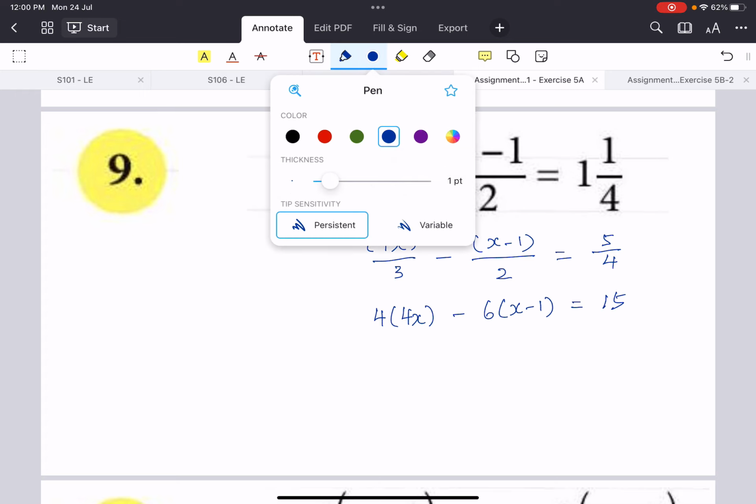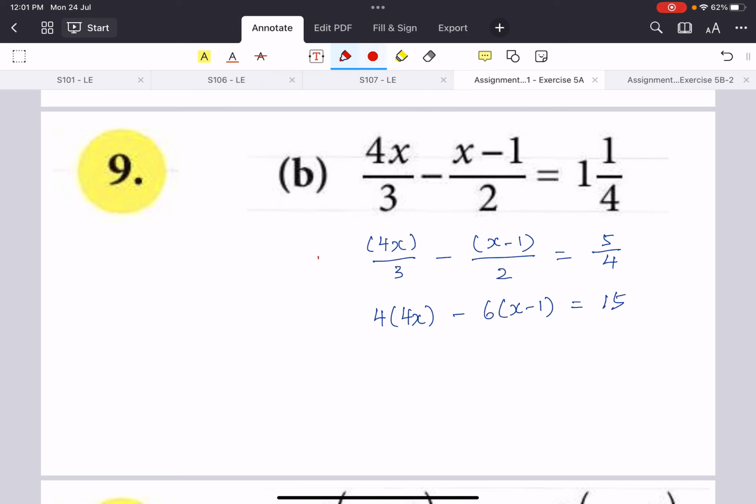So just to illustrate for those who are not very sure what's going on, from this step to this step, what I did was to multiply by 12. And where does the 12 come from? Well, 12 is the LCM of 3, 2, and 4, which are the denominators of the fractions.